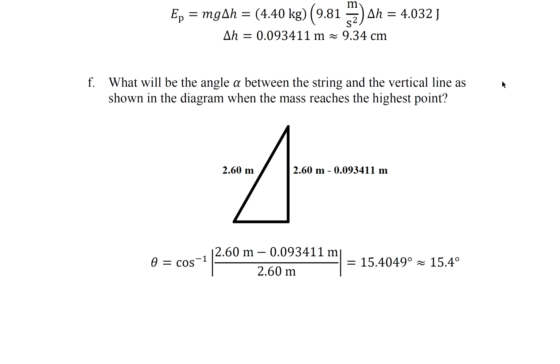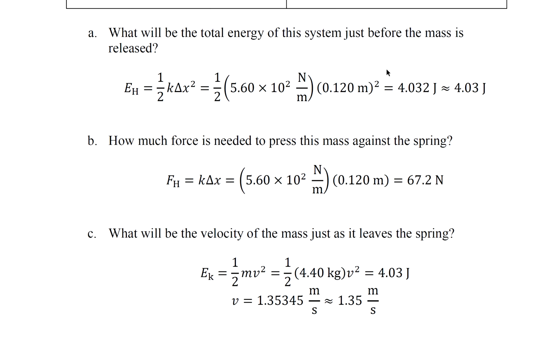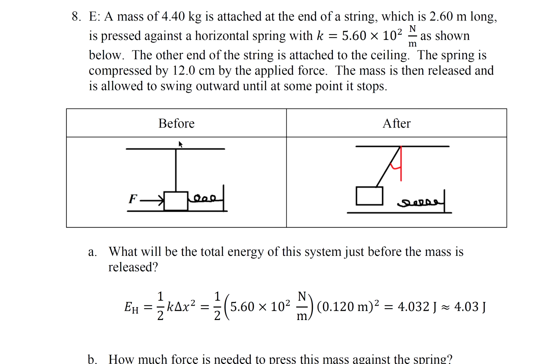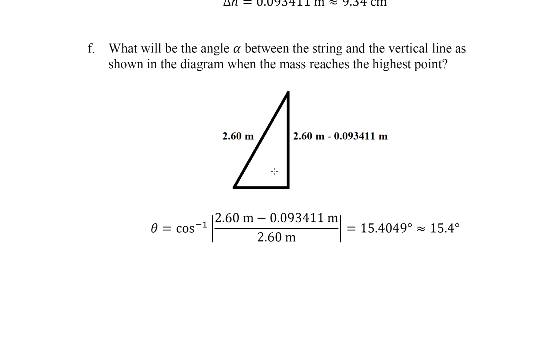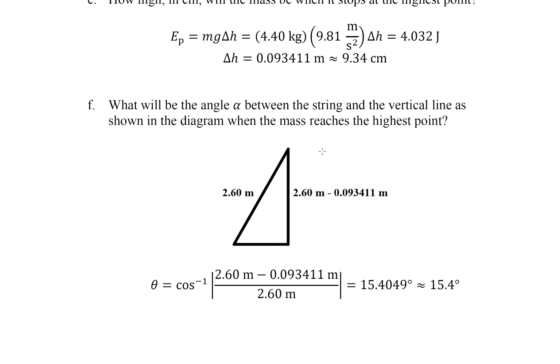Part F, what will be the angle alpha between the string and the vertical line as shown in the diagram when the mass reaches the highest point? We're going to use this equation here, or this triangle here. 2.6 meters is the length of the string. So when it goes up, the mass, the hypotenuse is 2.6 meters. And this leg, this vertical, is going to be 2.6 minus what we learned in part E. And we could use trigonometry to solve for theta.